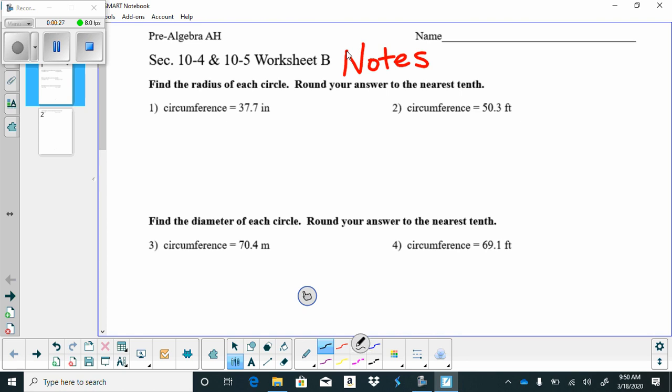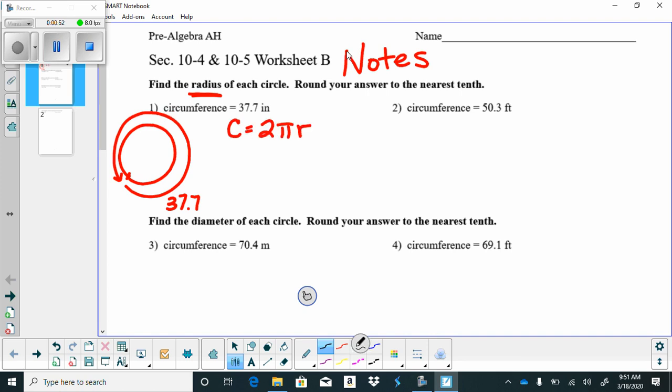Find the radius of each circle, round to the nearest tenth. You need to have your calculator. Now remember, what they have given us is the circumference. So the distance around the circle is 37.7. The first thing you need to do is write the formula. Since we are trying to find the radius, let's use the formula with radius in it. So write C equals 2 pi r on your paper.